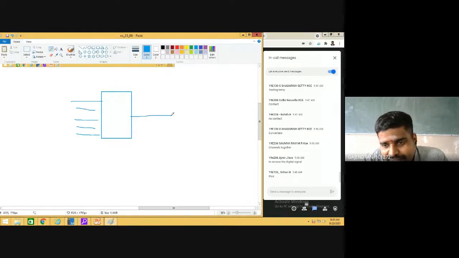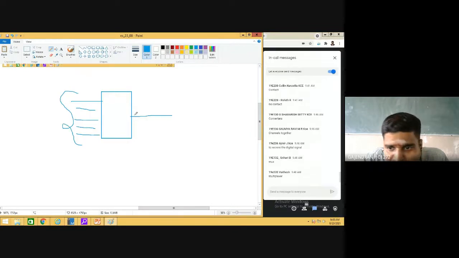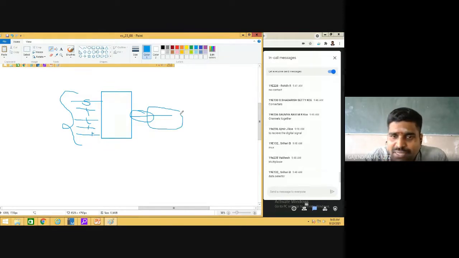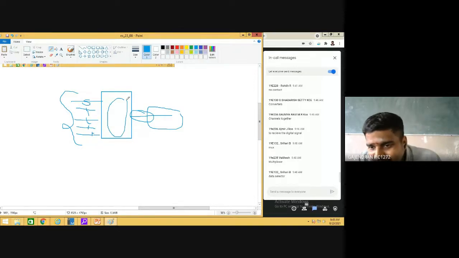You need what? With multiple channels, at a time you can see only one output. You have Sun TV, Star TV, sports, comedy, many things, but at a time you can see only one. Multiplexer: multiple inputs to a single output. You need some selector in between, a data selector.